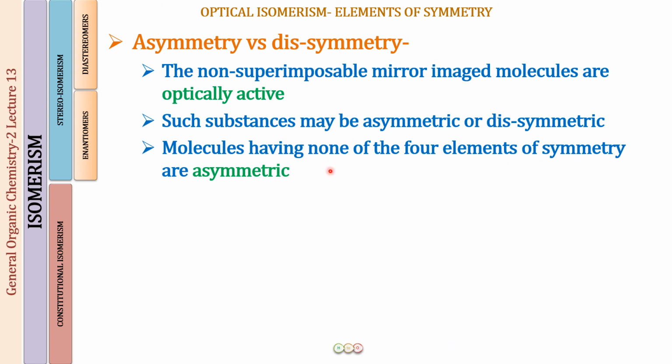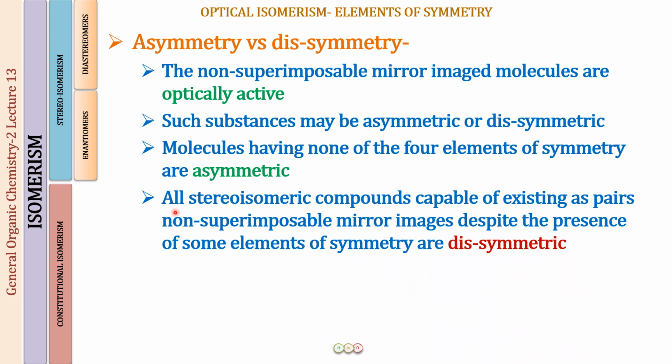The molecules which have none of the four elements of symmetry are said to be asymmetric. All stereoisomeric compounds capable of existing as pairs of non-superimposable mirror images, despite the presence of some elements of symmetry, are called dissymmetric. So if all four elements of symmetry are absent in the molecule, it is called an asymmetric molecule. Whereas if some element of symmetry is present but the molecule is still chiral and optically active, we call it dissymmetric.